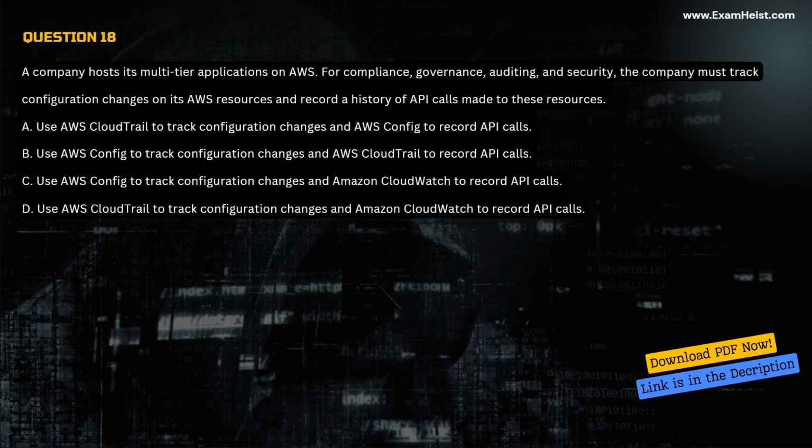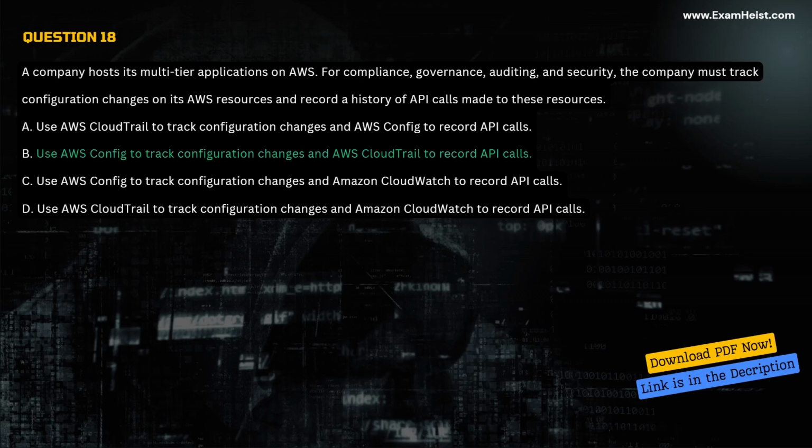A. Use AWS CloudTrail to track configuration changes and AWS Config to record API calls. B. Use AWS Config to track configuration changes and AWS CloudTrail to record API calls. C. Use AWS Config to track configuration changes and Amazon CloudWatch to record API calls. D. Use AWS CloudTrail to track configuration changes and Amazon CloudWatch to record API calls.